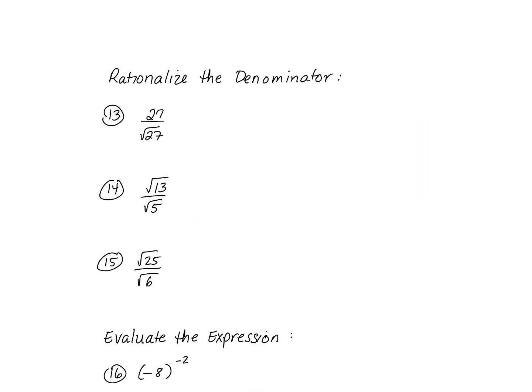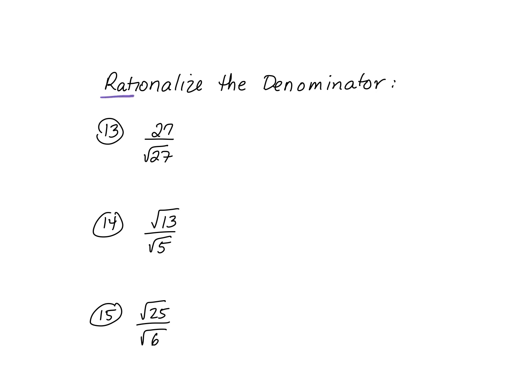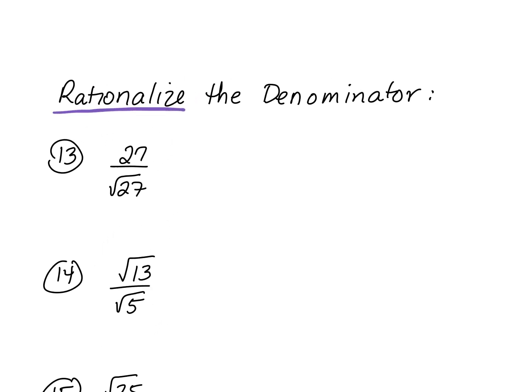Let's look at 13. 13 through 15, we are rationalizing the denominator. What does it mean to rationalize? When we're rationalizing the denominator, what are we doing? We are multiplying, but what's our goal when we rationalize? Awesome, we want to get rid of the square root in the denominator. So our final answer cannot have a square root in the denominator. If it still has a square root, then you rationalized wrong.